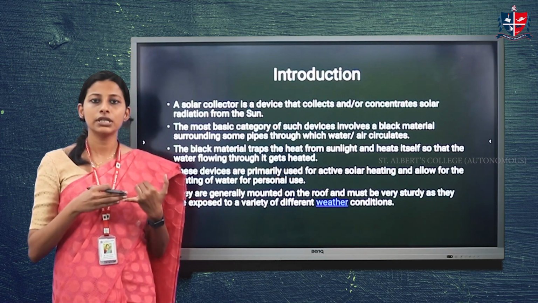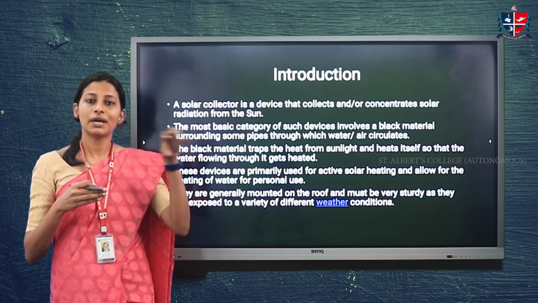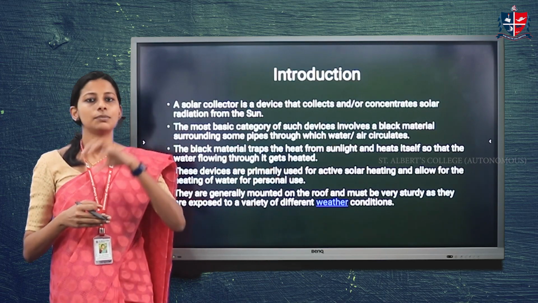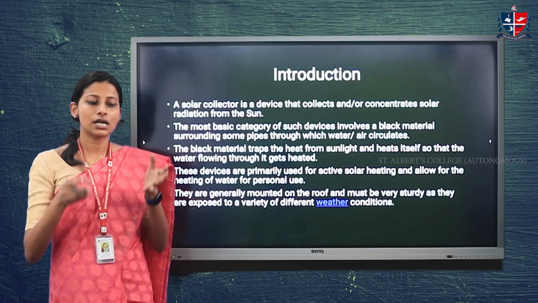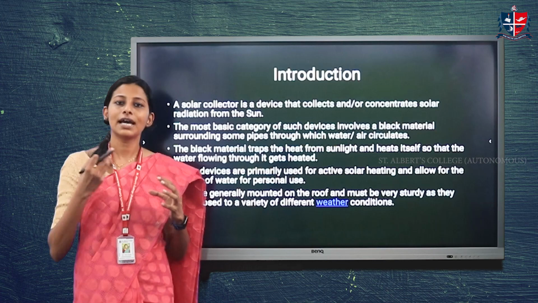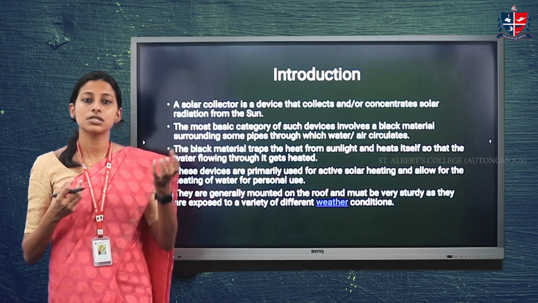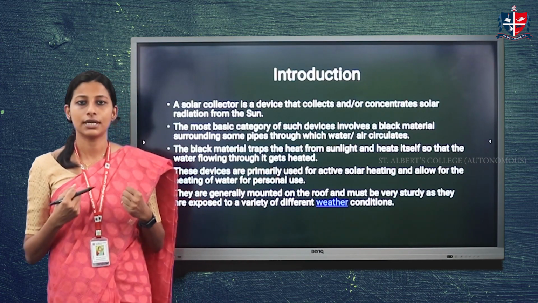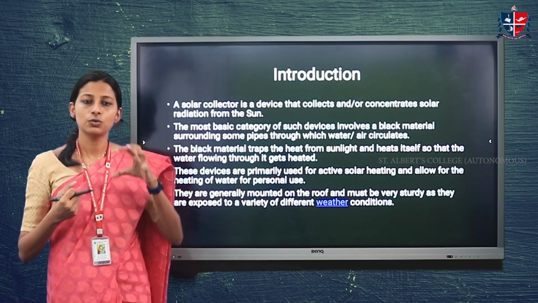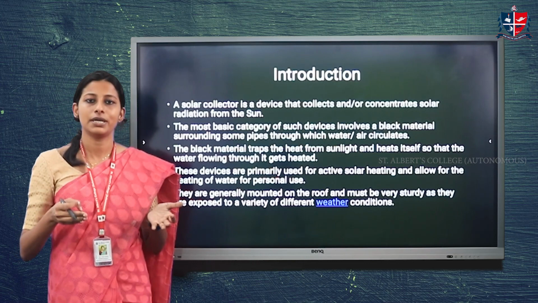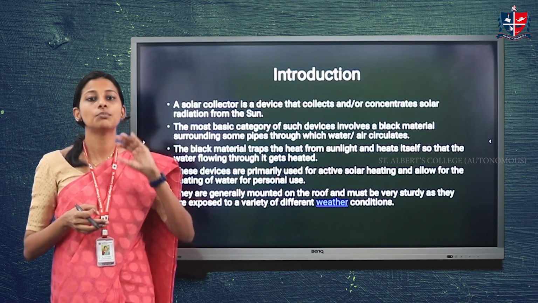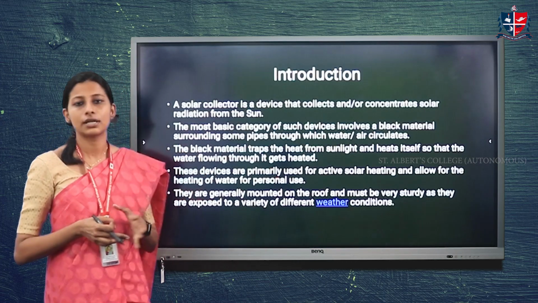When it is for water heating, the pipe will contain water as the fluid. If it is for air heating, air will be circulating through the pipes. And it is surrounded by a black material. What is the peculiarity of a black material? We know that black materials have the capacity to absorb as much radiation as they can. It is a perfect absorber. That is the main reason we use black materials in connection with these pipes. So this black material is called our absorber. That is the most important component of any solar collector.